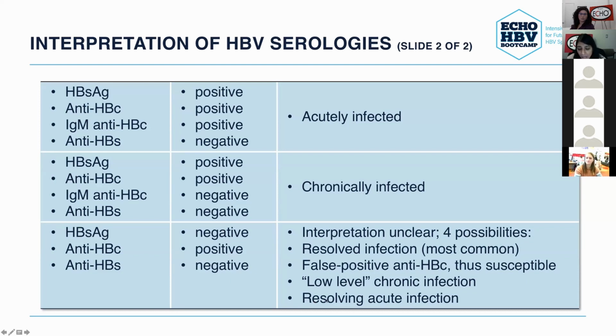The final potential interpretation of this test is resolving acute infection. So somebody who's in between, they've lost surface antigen because their body's clearing the infection and they haven't quite had enough time to develop surface antibody.